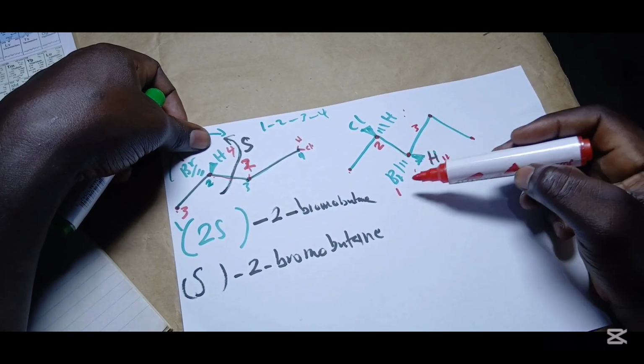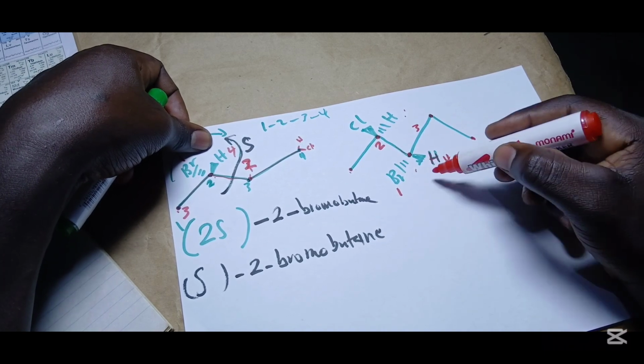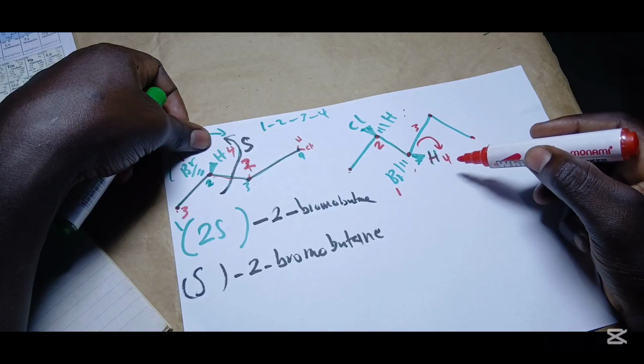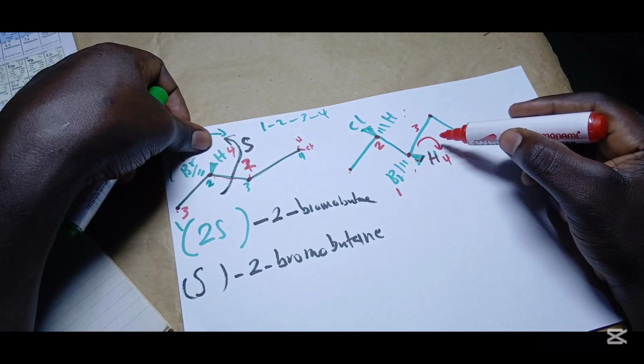What is the flow of our priority? 1, 2, 3, 4. So it's definitely going clockwise. So it's our least priority group. If it is clockwise, then this carbon is an R, right?